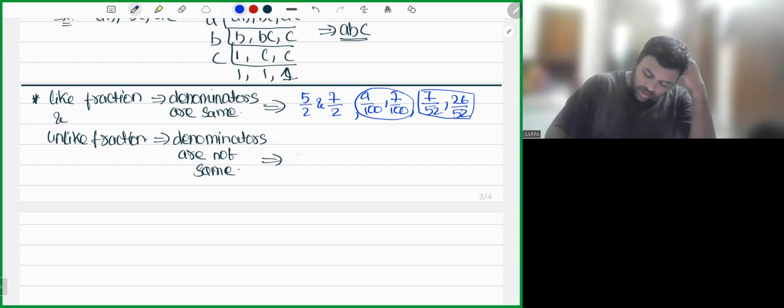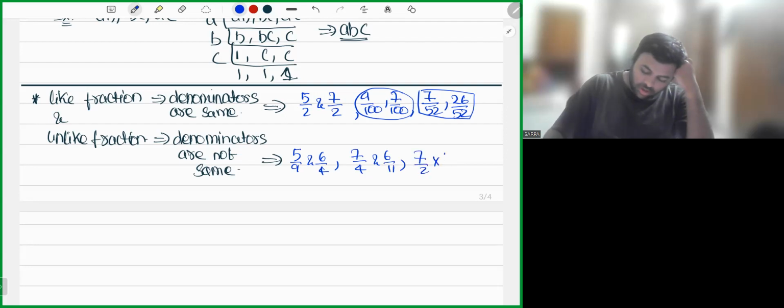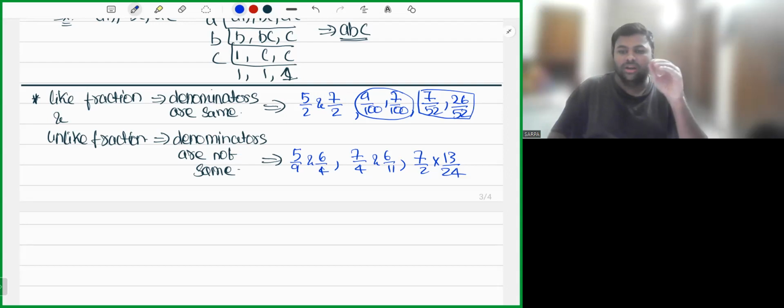Now, 5 by 9 and 6 by 4: these are called unlike fractions. Now, 7 by 4 and 6 by 11: these are unlike fractions. 7 by 2 and 13 by 24: these are called unlike fractions. If denominators are the same, we call them like fractions. If denominators are different, we call them unlike fractions.